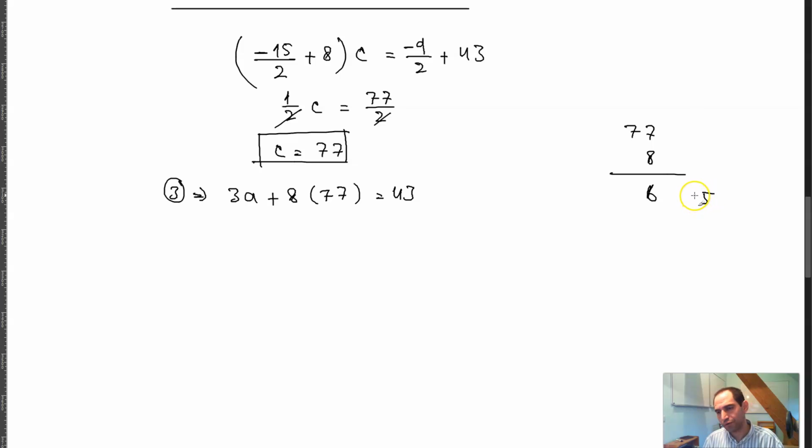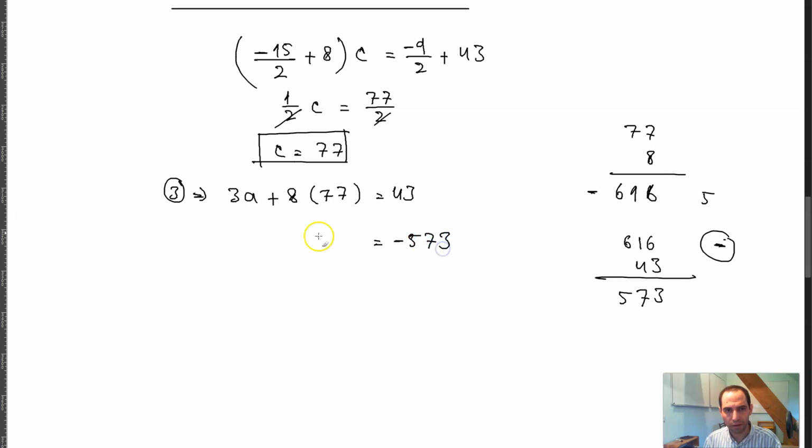56 plus 5 is equal to 61. 616 goes to the other side, becomes negative 616 plus 43. So what is 616 minus 43? And you have a negative sign there, we don't forget it. So 63 and 11 minus 7 is equal to, minus 4 is equal to 7, and that's 573. That's negative 573. And here you have 3a.